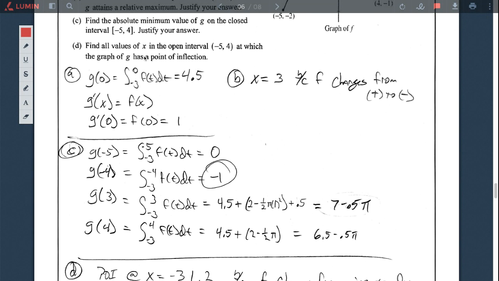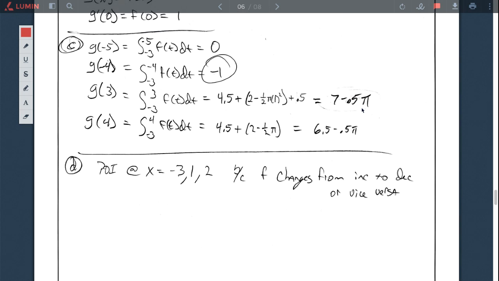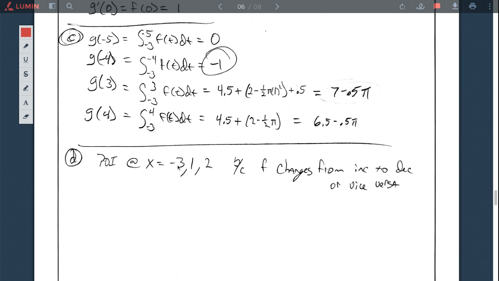And D, find all values of x in the open interval, negative 5 to 4, at which the graph of g has a point of inflection. So if I'm looking at the derivative, to get a point of inflection, the derivative's got to change from increasing to decreasing or vice versa. That happens right here at the x value of negative 3, right here at the x value of 1, and right here at the x value of 2. So x equals negative 3, 1, and 2 because f changes from increasing to decreasing or vice versa.